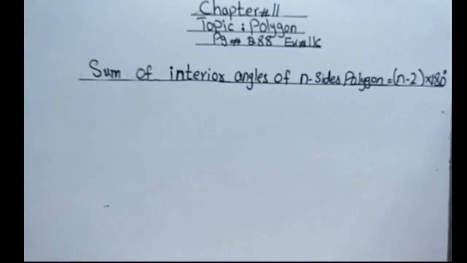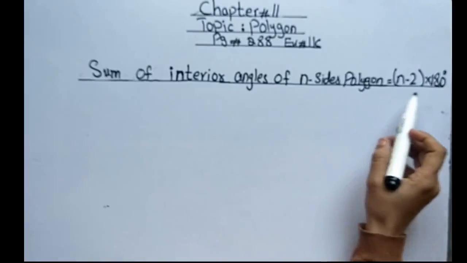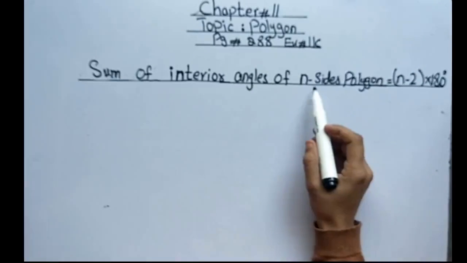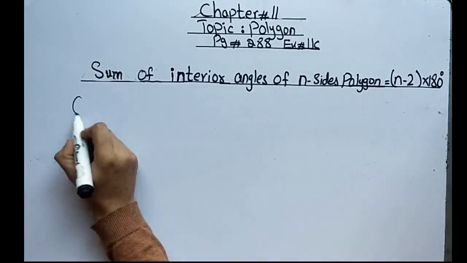Now come to exercise 11C, page number 288. Okay, now question number 1. In question number 1, they are saying to find the sum of interior angles of each of the following polygons. The first part is 11-gon, the second part 12-gon, and then 15-gon and 20-gon. Fine. So they are asking about the sum of interior angles, and this is the fixed formula: the sum of interior angles of an n-sided polygon is equal to (n minus 2) multiplied by 180, where n means the number of sides.